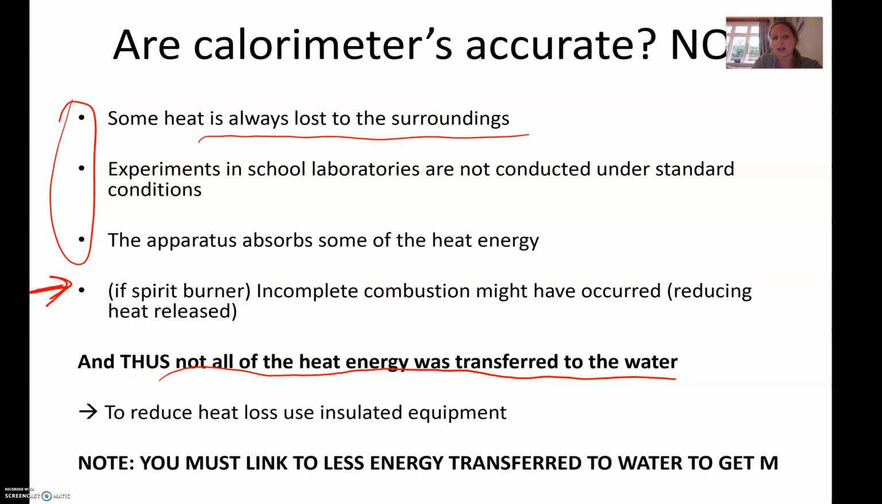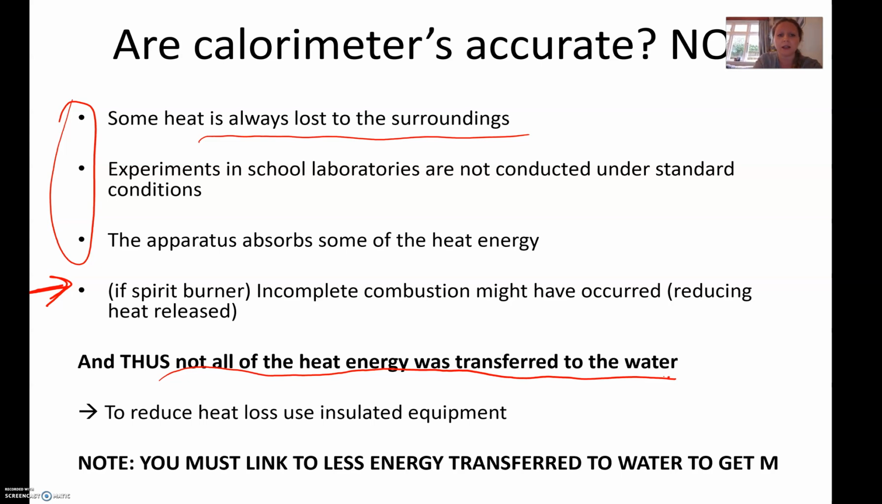Because what kids do is they give a really good account. So they'll give one of these points really well and forget to link it to why the value's not correct. And it's because the heat energy wasn't transferred to the water. So some is always lost to the surroundings, therefore not all of the heat energy was transferred to the water. That's one reason, and that holds true every time. So if you learnt that, great idea.